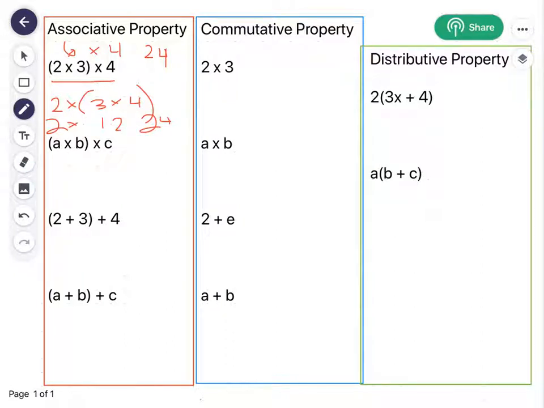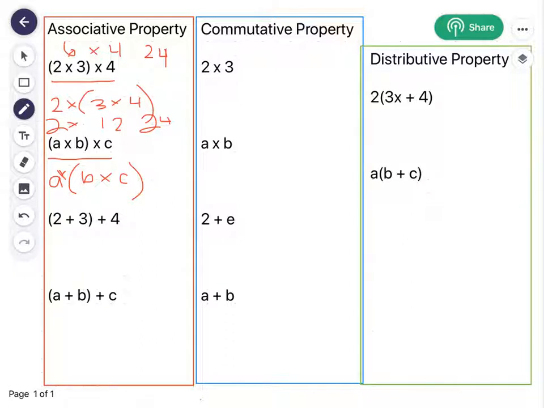So the associative property says that if there are parentheses in the problem and you can't distribute, you can move those parentheses to the side a spot and still get the same answer if it helps you solve it. So what it looks like with letters is that (A times B) times C is the same as A times (B times C). I just moved those parentheses over a spot and I'm still going to get the same answer.